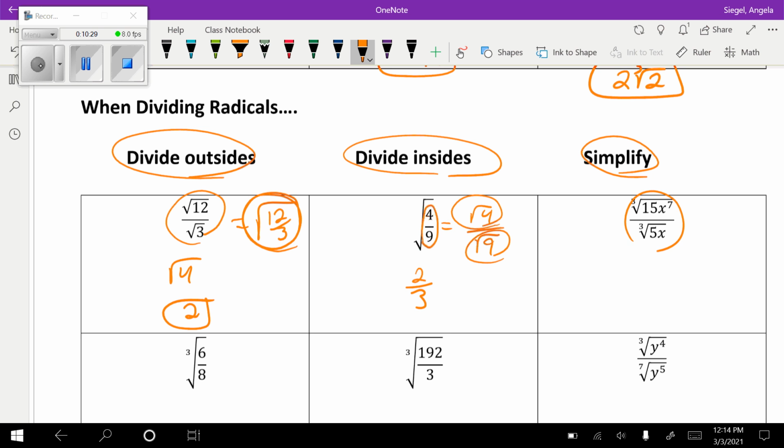This one, I think I want to combine them. So let's see what happens. So I have 15x to the 7th over 5x. Yeah, so I can simplify those. So 15 divided by 5, that's 3. And I have x to the 7th on top, x to the 1st on bottom, so I have an x to the 6th. And then I can simplify that further. So I can't take the cubed root of 3, but 3 goes into 6 2 times evenly. So I have an x squared that comes out. So I have x squared times the cubed root of 3.